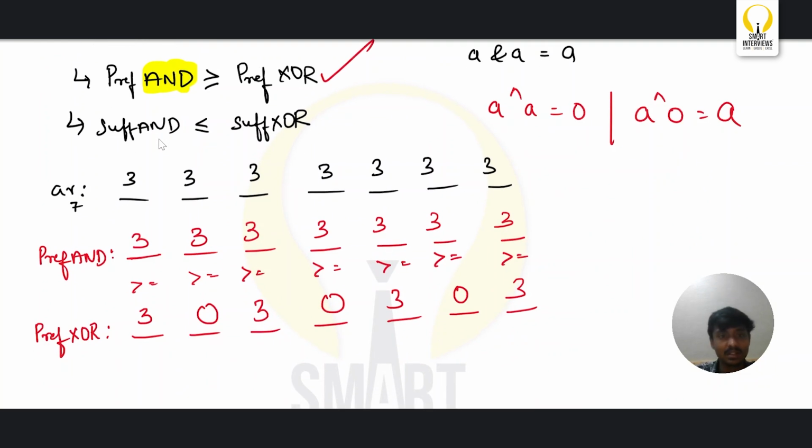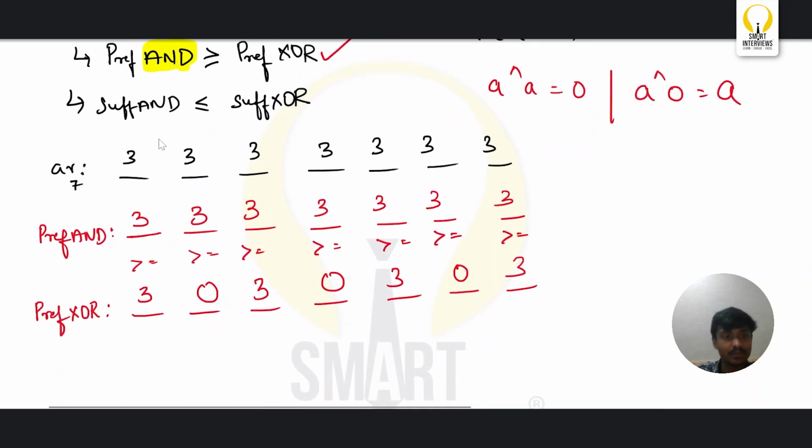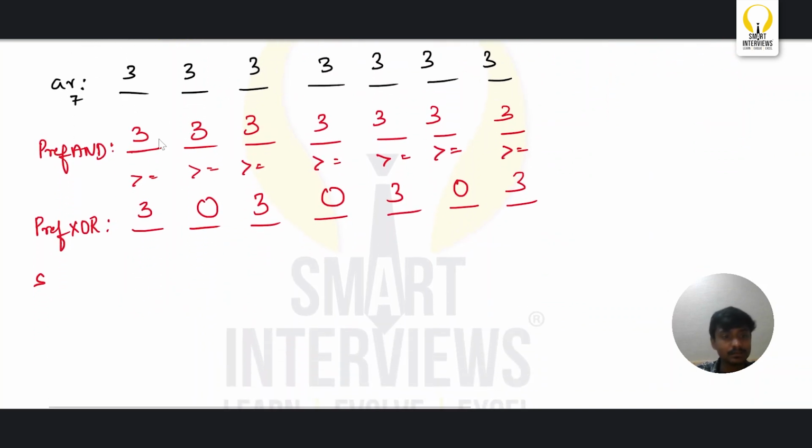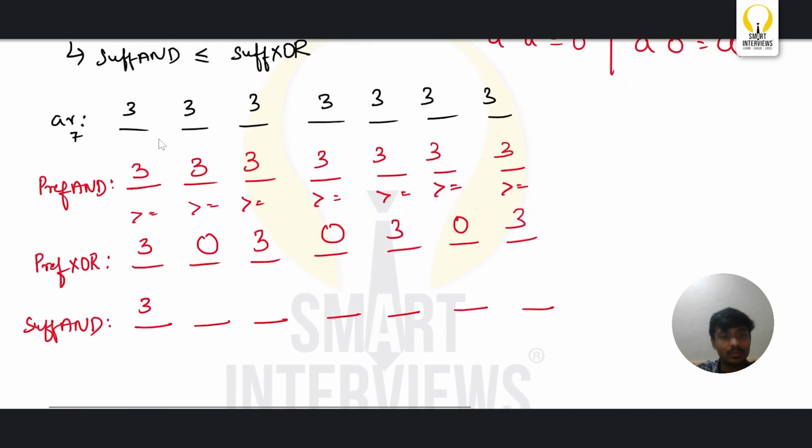Now let's see about the second one. So let's take suffix and as well. I'll just write it here. Suffix and. For suffix, it just remains 3. Now, for suffix we should come from the ending, right? We should come from the ending, so it remains 3.